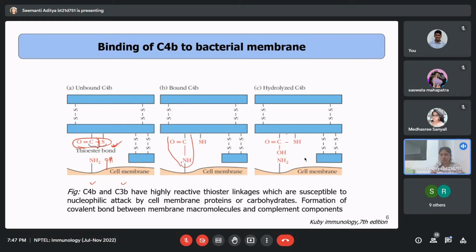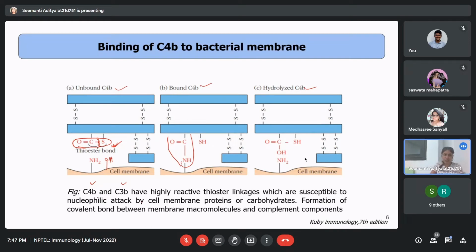So these are the different situations in which C4b is in the unbound state, or in the bound state, or in the hydrolyzed state on the surface of the pathogenic cell membrane.